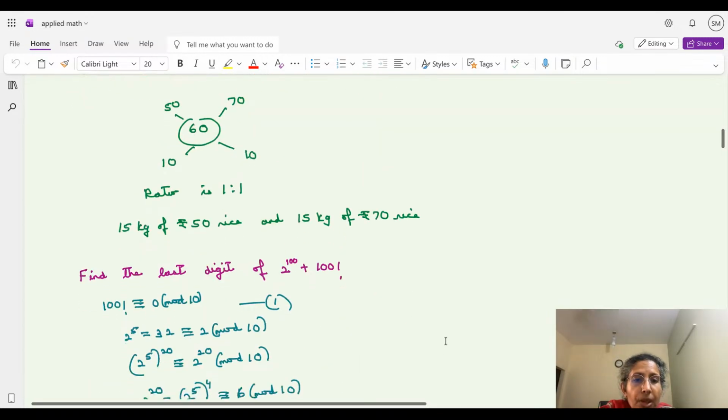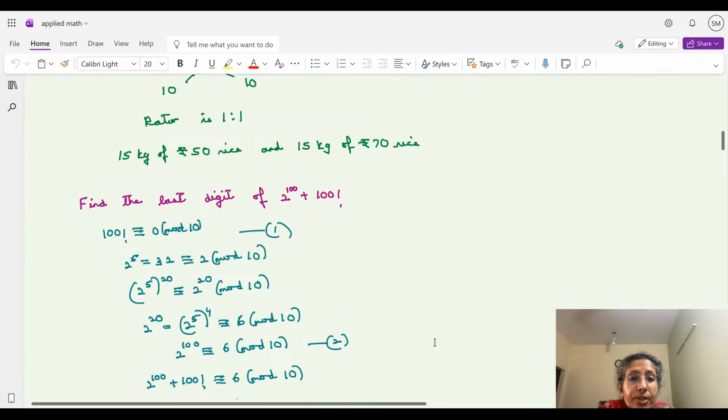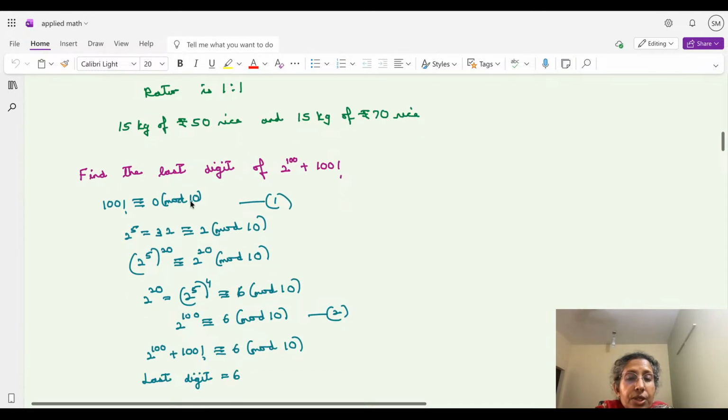Again, a numerical methods question: find the last digit of 2 raised to 100 plus 100 factorial. Now 100 factorial is divisible by 10. So 100 factorial is congruent to 0 modulo 10. So I basically need to find the last digit of 2 raised to 100.